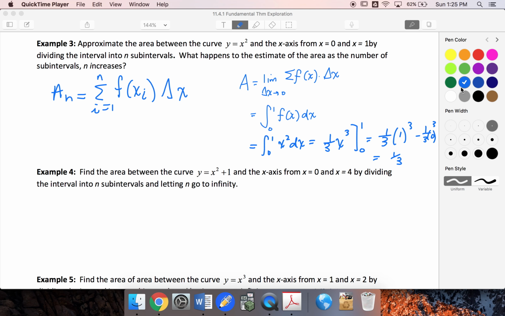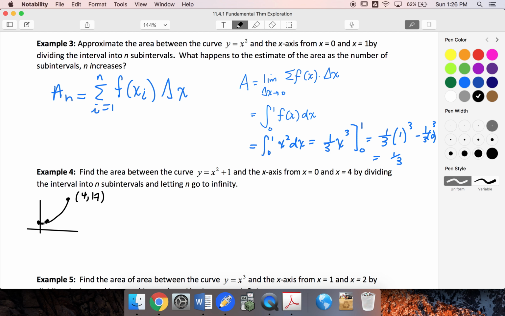All right, so let's try this one. First of all, I'm going to think about my graph. And this is x squared plus 1, so I know from 0 to 4 that I'm going to start at 1 and come up. This point here, when I plug in 4, I'm going to get 17. So my area is going to be all of this bit here.